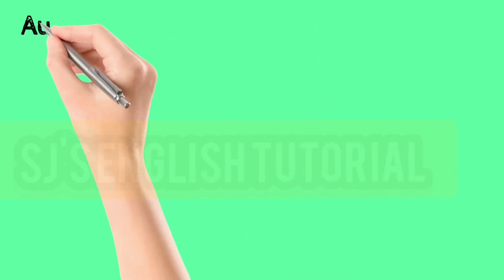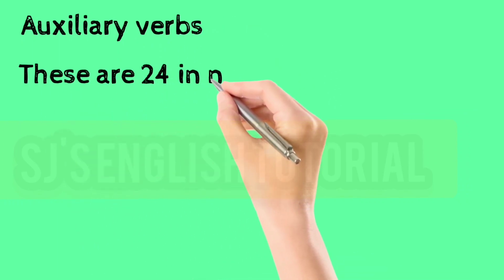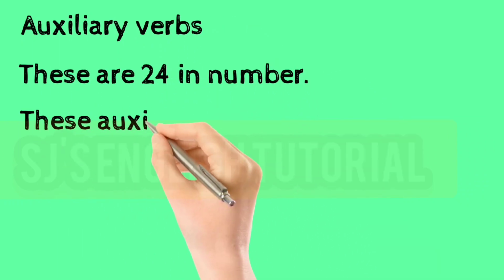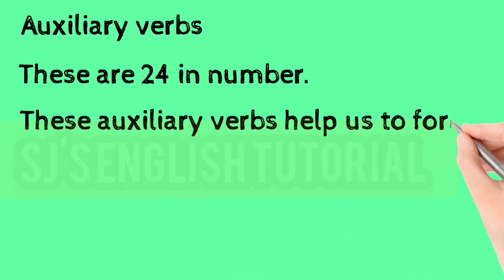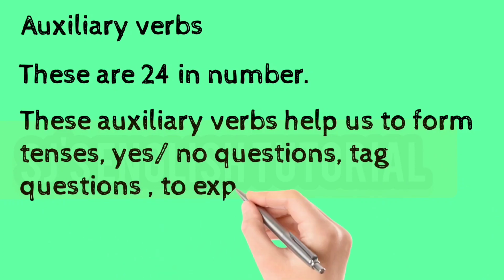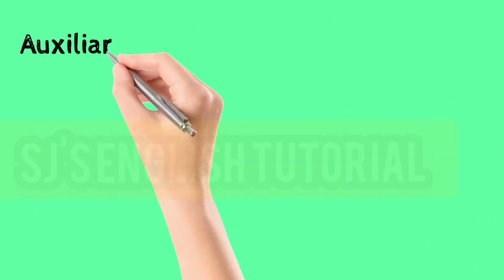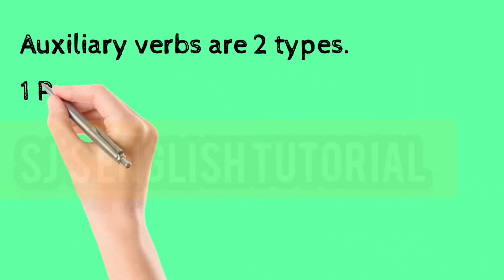These are 24 in number. They help us to form tenses, yes or no questions, question tags, and to express modality, voice, etc. Auxiliary verbs are also called as helping verbs. Auxiliary verbs are of 2 types. They are primary and modals.